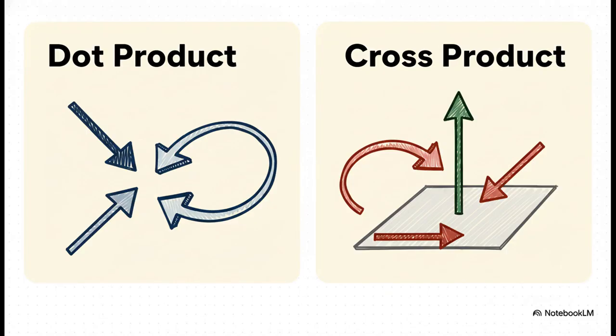On the left, you've got the dot product. You put two vectors in, and it spits out a single number, a scalar. Think of it as a tool that measures how much two vectors are on the same page. On the right, the cross product. You put two vectors in, and you get a brand new vector out of it, pointing in a totally new direction. It's all about finding orientation.